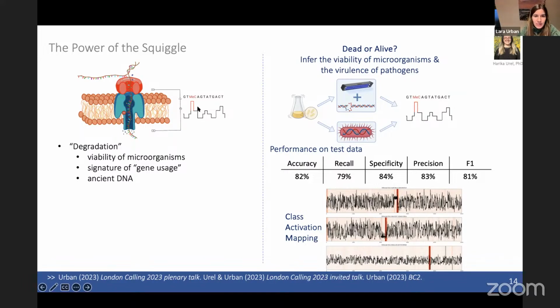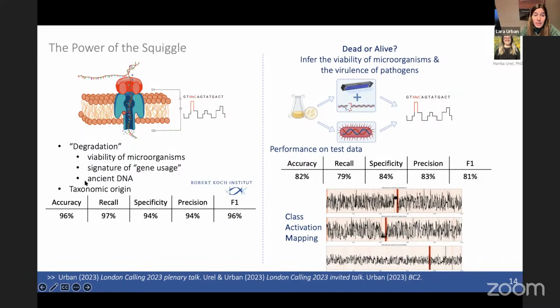We can also use this squiggle data very differently to infer the taxonomic origin of our DNA, and that has been done by others as well already, so we haven't invented this. But we have recently trained a transformer. This is like one of these AI models that are normally being used for these large language models like ChatGPT that you hear about everywhere right now, to really get a good accuracy of 96% to, in this case, distinguish if DNA came from human or bacterial DNA.